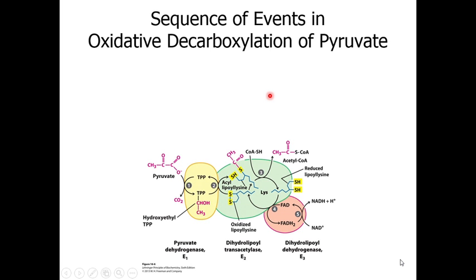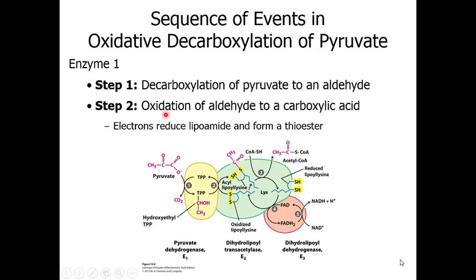Let us consider the sequence of events in oxidative decarboxylation of pyruvate to acetyl-CoA. Step 1 and step 2 of the sequence is catalyzed by enzyme 1, pyruvate dehydrogenase. In step 1, decarboxylation of pyruvate to aldehyde happens. And here, pyruvate reacts with the bound thiamine pyrophosphate of pyruvate dehydrogenase and is decarboxylated to hydroxyethyl thiamine pyrophosphate.